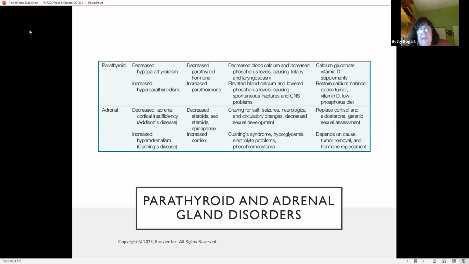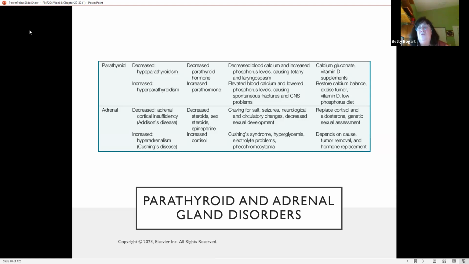The other endocrine gland is the adrenal. And adrenal has to do with steroids and sex steroids. There are two types. There's Addison's, which is not enough. And the problem with the sex steroids is that with not enough in Addison's, these children are born and they don't know if they're boys or girls. They have characteristics of both.